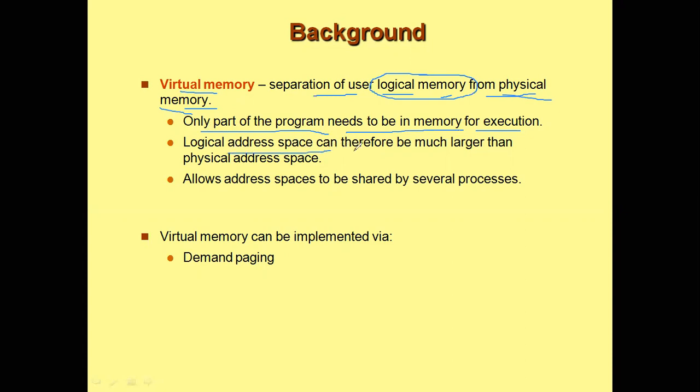So logical address space can therefore be much larger than the physical address space. Okay, so whichever is required is only got into the physical address space or the main memory. It allows address spaces to be shared by several processes. That is, you can have multi-processing or multi-programming. That is, you can let more than one process share the main memory at a point of time using this virtual memory concept. And how do we implement virtual memory? It is implemented by a concept by name demand paging. We will briefly now see what a demand paging is.